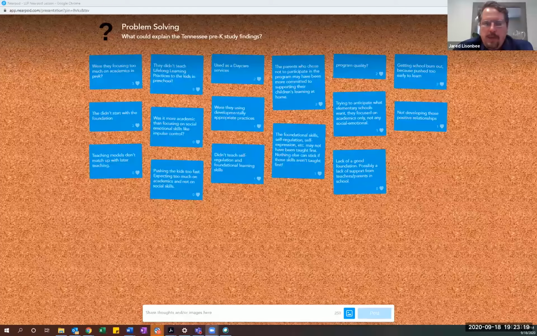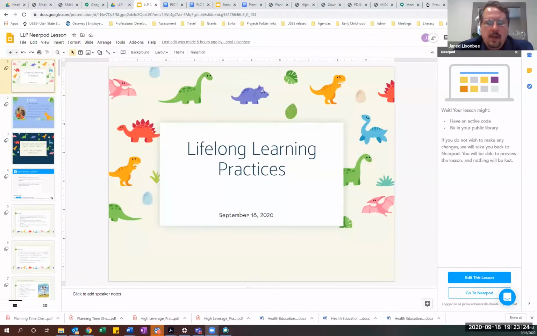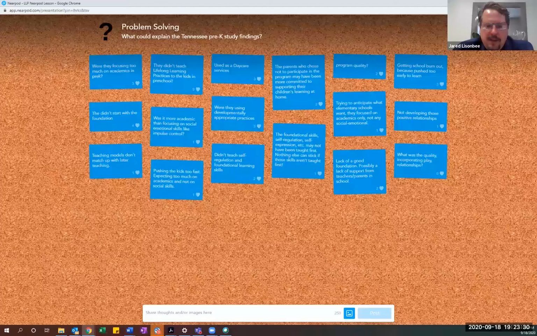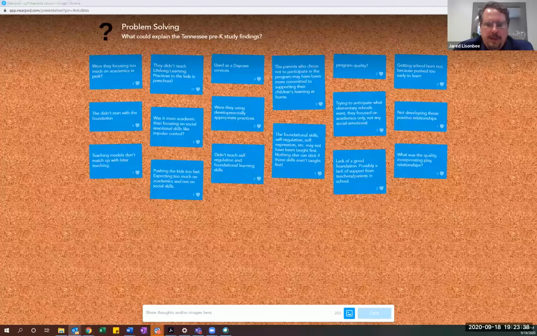Program quality is one. The parents who chose not to participate may have been more committed to supporting their children's early learning. Okay, that's possible. Foundational skills of self-regulation and self-expression may not have been taught. Lack of good foundation, possibly a lack of support from teachers and parents in school. The big question is, what was the quality, incorporating play and relationships? Okay, good, wonderful. Some good thinking, good ideas.